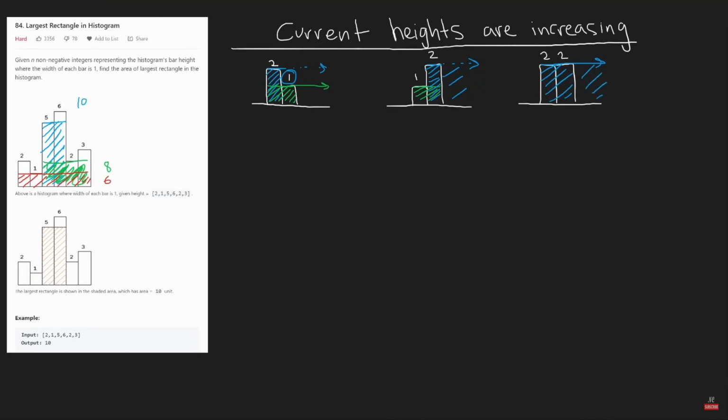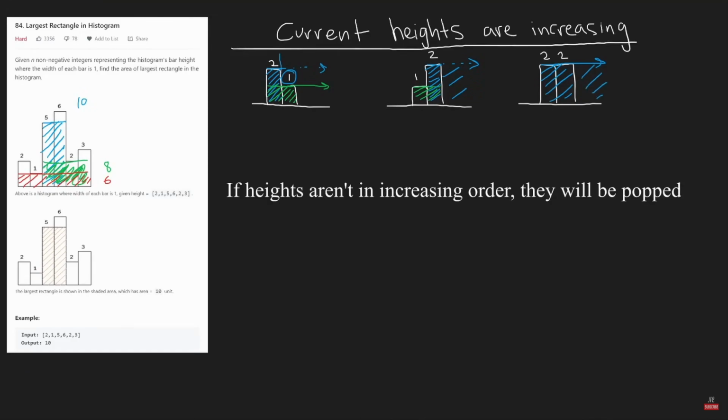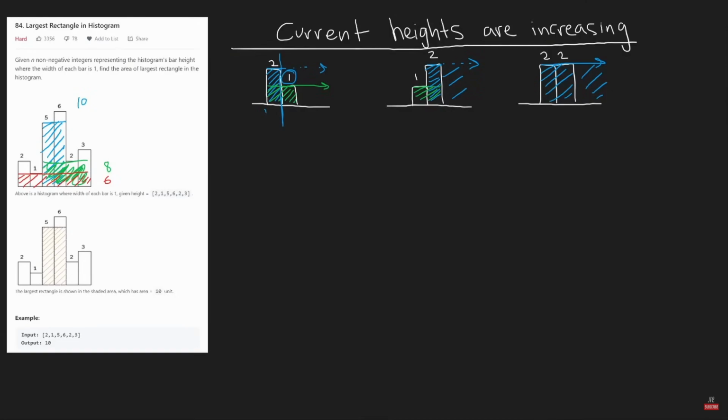So this tells us that the current heights are going to be in increasing order, because this 2 cannot be extended beyond this point. So we can only compute the area of height 2 from this width, and then we have to pop it, right? We can't extend it any farther, so we have to remove it from being considered.